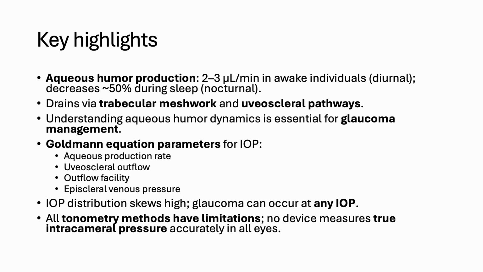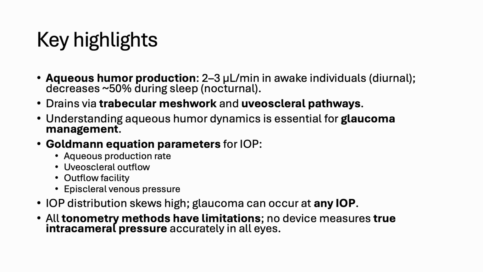Aqueous humor production. This fluid is produced at a rate of 2 to 3 microliters per minute in awake individuals. This rate follows a diurnal pattern, meaning it's higher during the day and decreases by about 50% during sleep, also known as the nocturnal phase. Aqueous humor drains from the eye via two main routes: the trabecular meshwork, which is pressure-dependent, and the uveoscleral pathway, which is pressure-independent. Understanding these dynamics is essential for glaucoma management, as changes in production or drainage can significantly impact IOP.